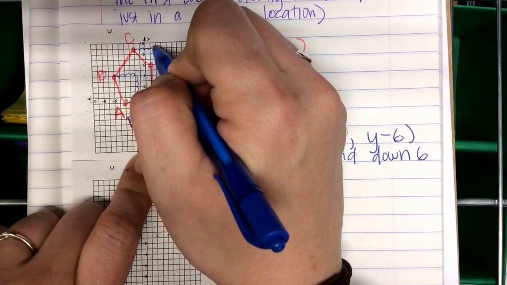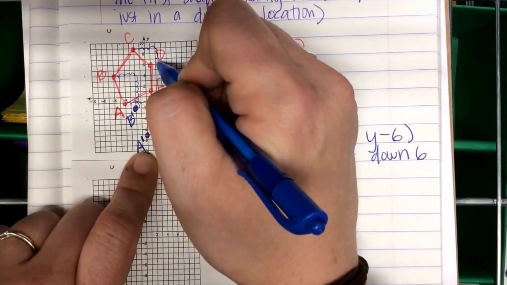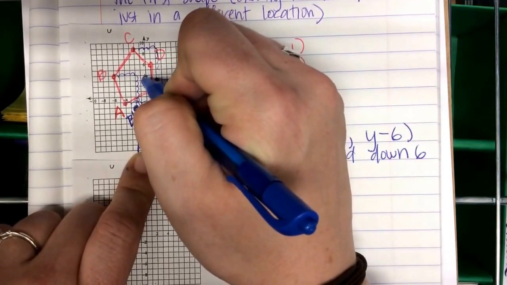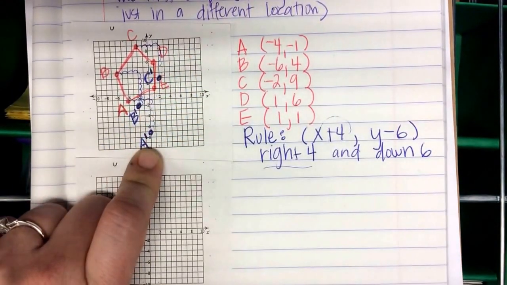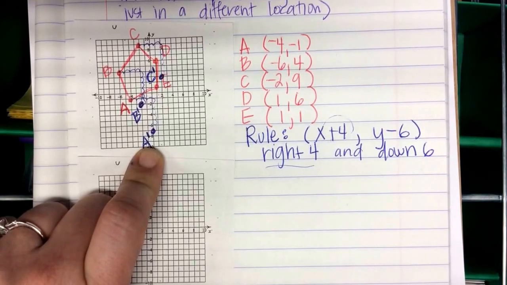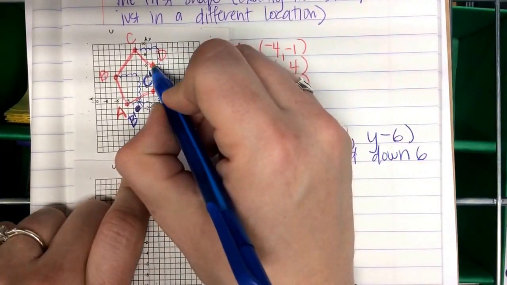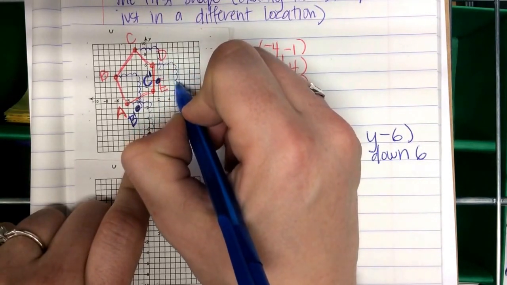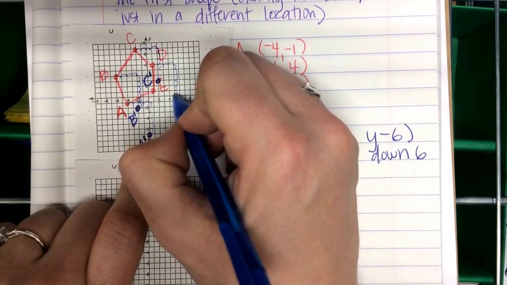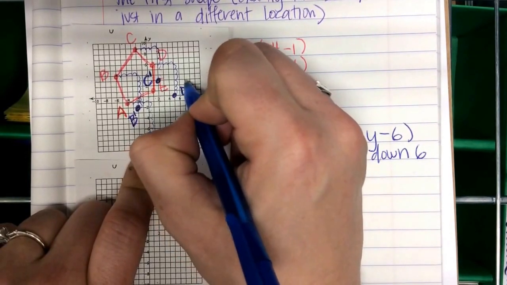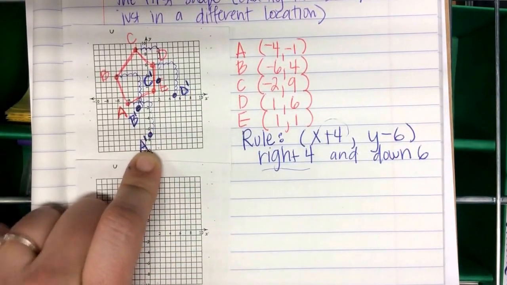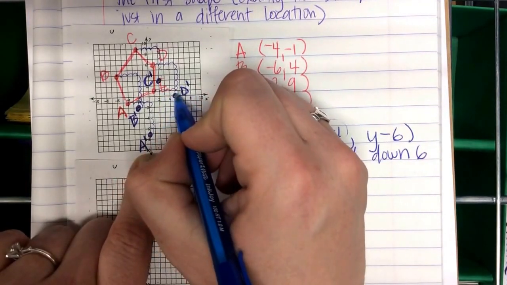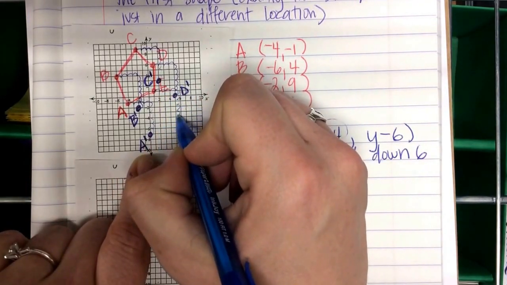1, 2, 3, 4 to the right. 1, 2, 3, 4, 5, 6 to the left or down. C prime, my duplicate. And 1, 2, 3, 4. 1, 2, 3, 4, 5, 6. D. And last I'm going to move E. 1, 2, 3, 4. 1, 2, 3, 4, 5, 6.